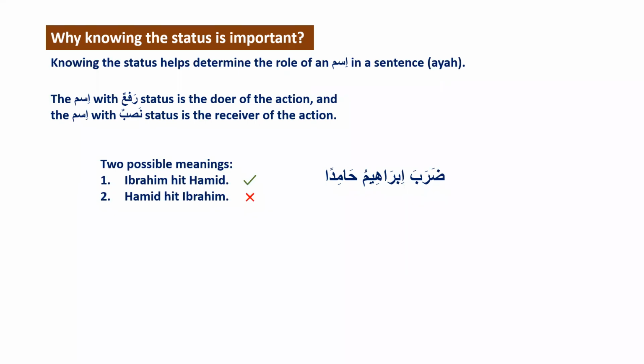Taimiyah was able to translate this sentence correctly only because she knew how to recognize the status. Otherwise, she will not know if Ibrahim hit Hamid or Hamid hit Ibrahim, because the order doesn't matter. Ibrahim could come after. It could be Daraba Hamidan Ibrahimu. It is not because of the order. It is because of the status.